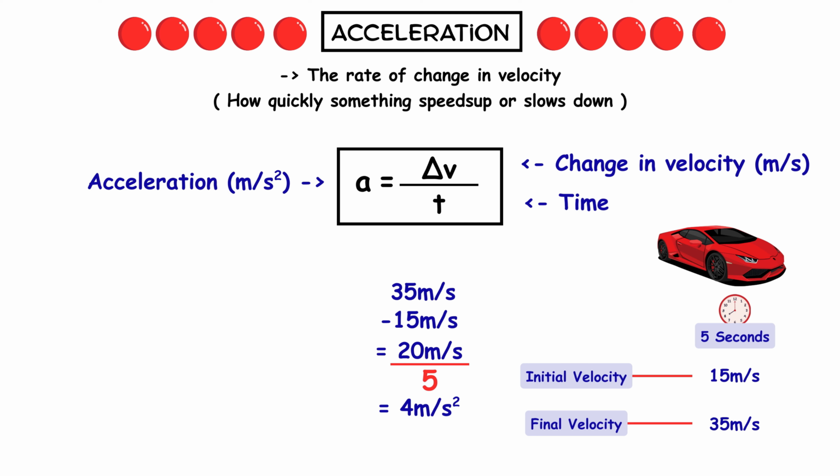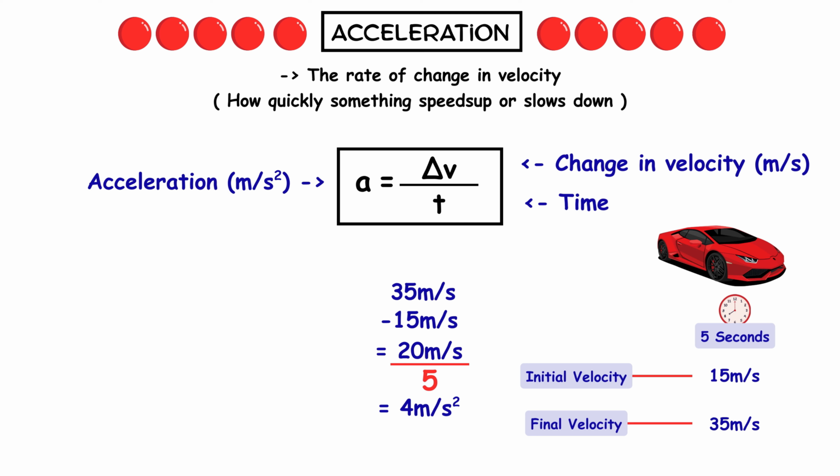Since acceleration is a vector quantity similar to velocity, it not only has a magnitude or size but also a direction. Because of this vector nature, acceleration can be negative, which means the object is slowing down, a situation often referred to as deceleration. It is also important to note that the 4 meters per second squared we calculated represents the average acceleration that occurred over the 5-second time span.